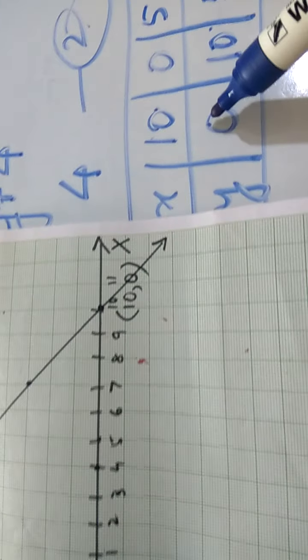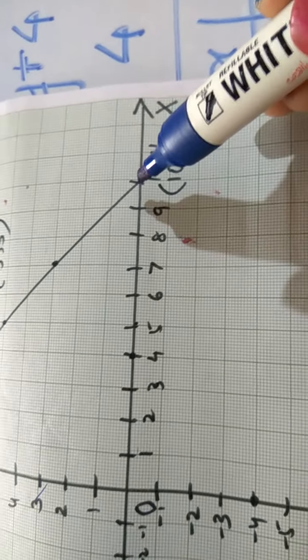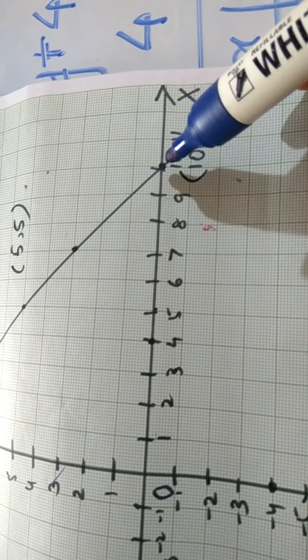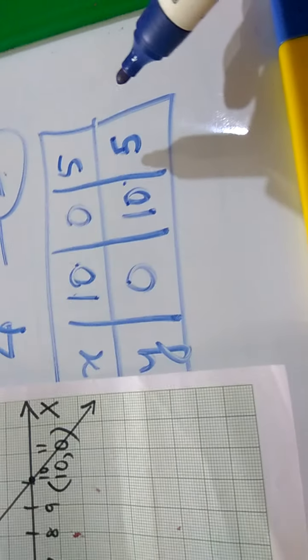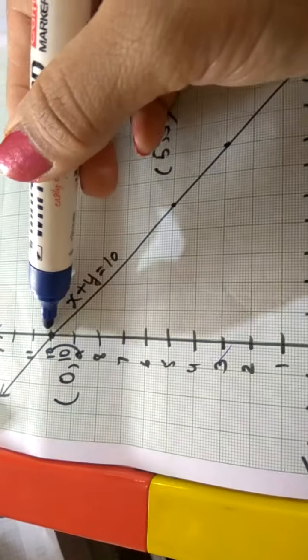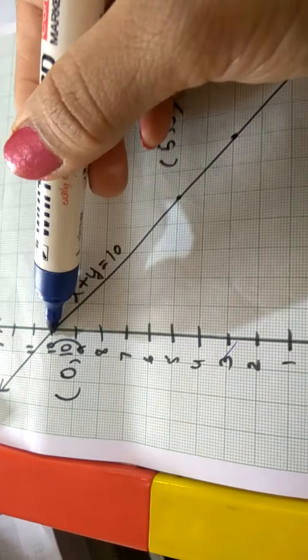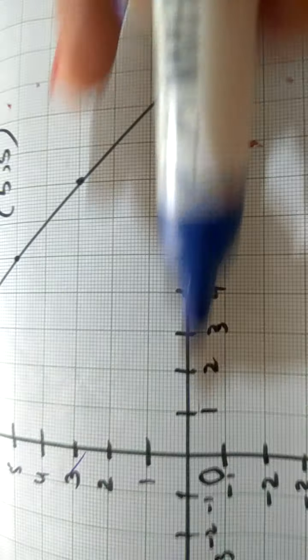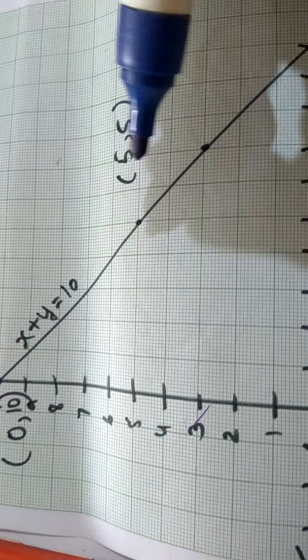After that I have marked the first point, which is 10, 0. So x is 10, y is 0. Second point is 0, 10. This point comes on the y-axis. Third point is 5, 5. And here it is the fifth point on the x-axis and fifth point on the y-axis. So this comes out to be this.